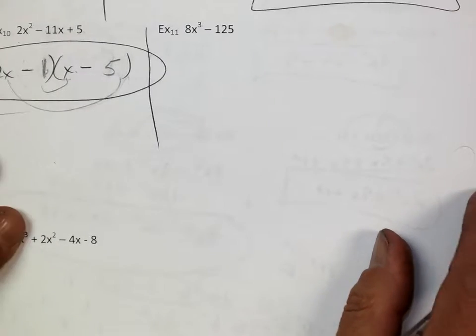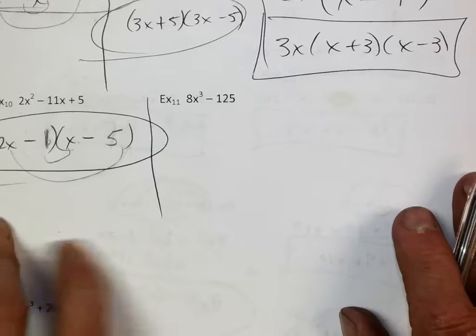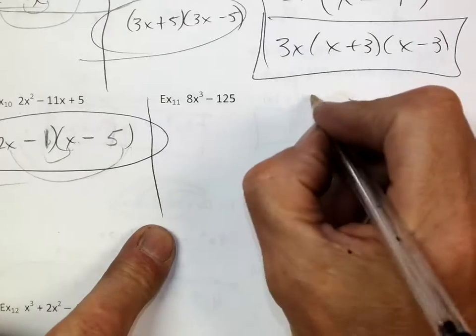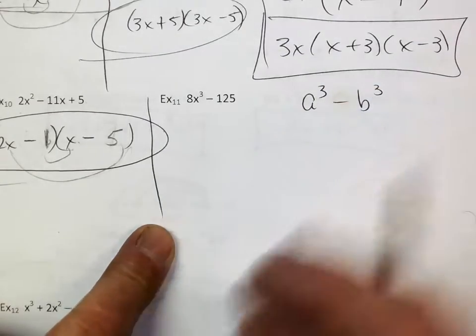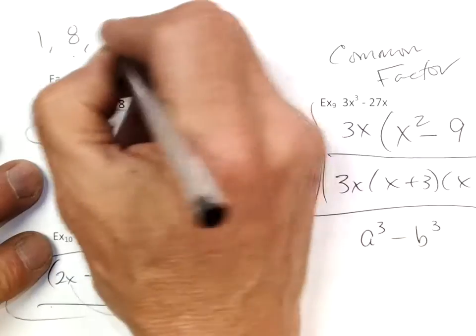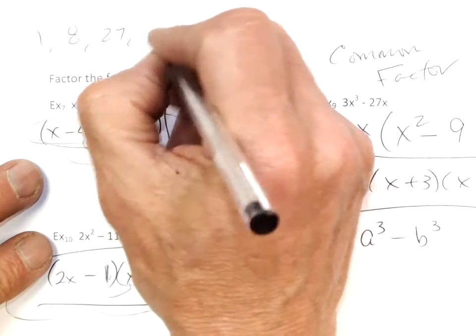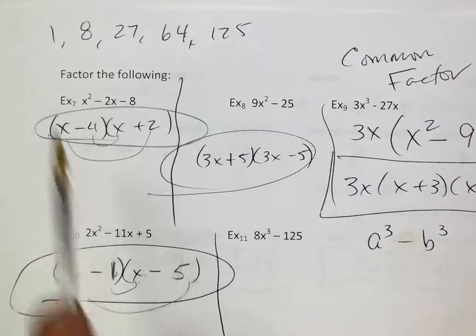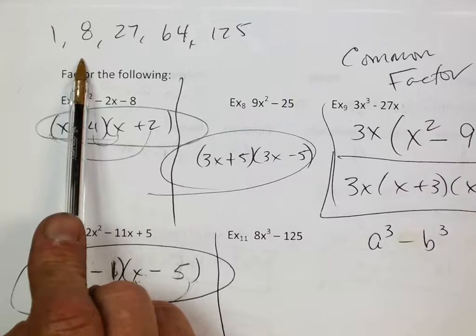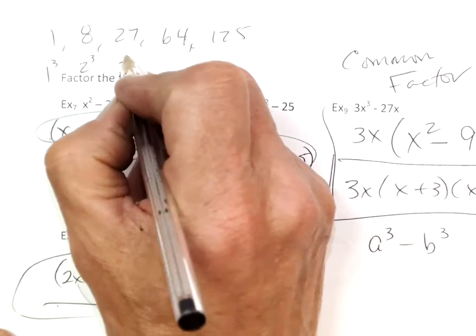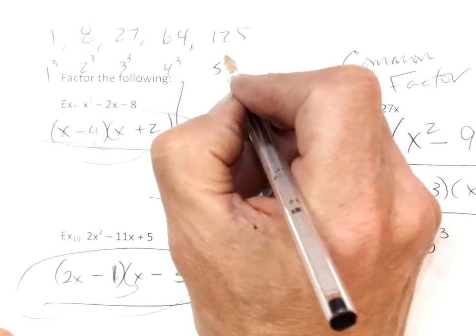How am I doing? All right, example 11 is going to be this one right here. It's going to be the a cubed minus b cubed. Well, how's that work? Okay, well, first of all, 8. In fact, if you don't have these numbers, let's write them down: 1, 8, 27, 64, 125. Those are the only ones that I want. Those are special numbers because that's 1 cubed, 2 cubed, 3 cubed, 4 cubed, 5 cubed, right?